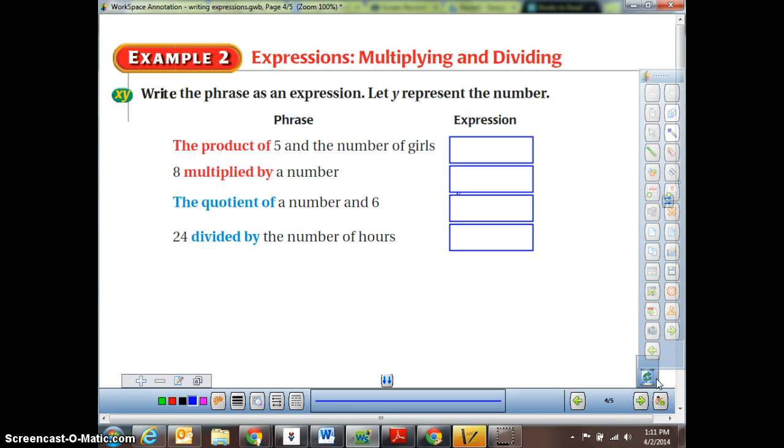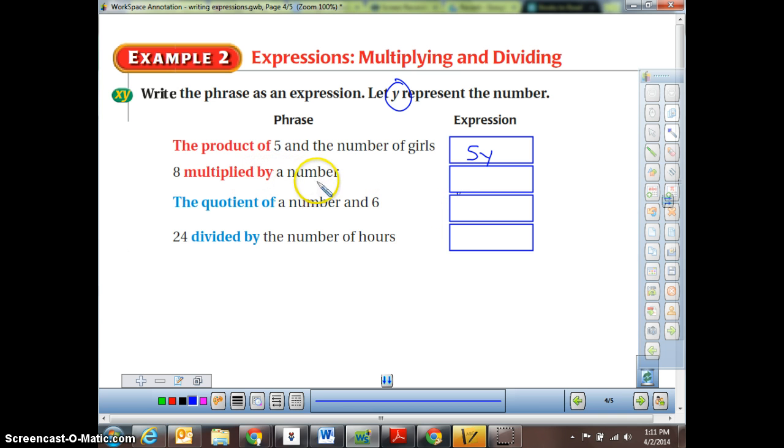All right, write a phrase as an expression. Let y represent the number. So again, here's our phrase, the product of 5 and the number of girls. So product tells us that we're doing, I hope you said multiplication, the product of 5 and the number of girls. So we said y would be our number. So we're just taking 5 times y. I would write it as 5y.